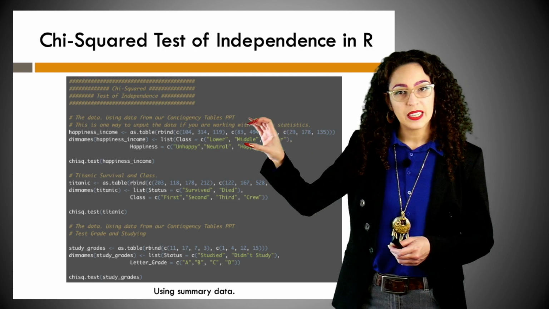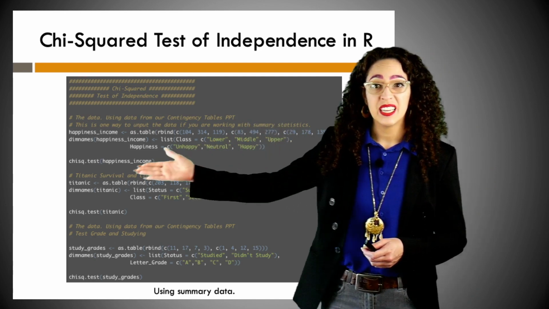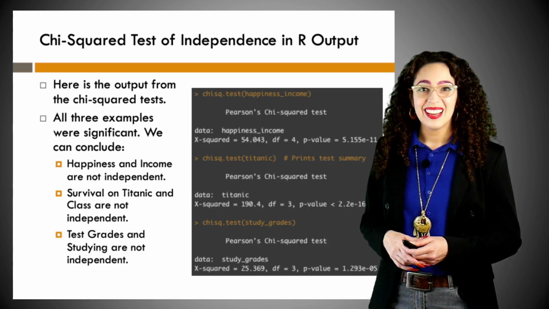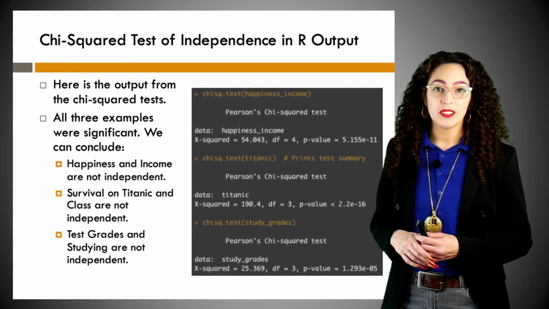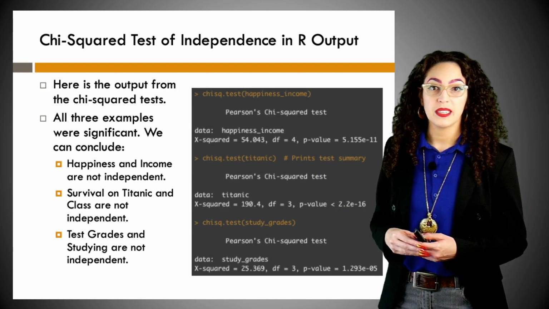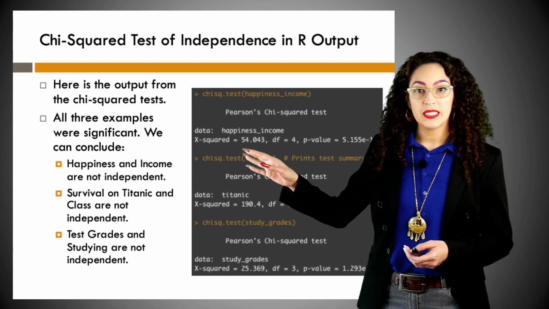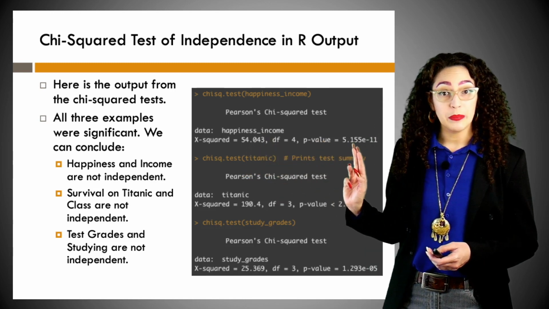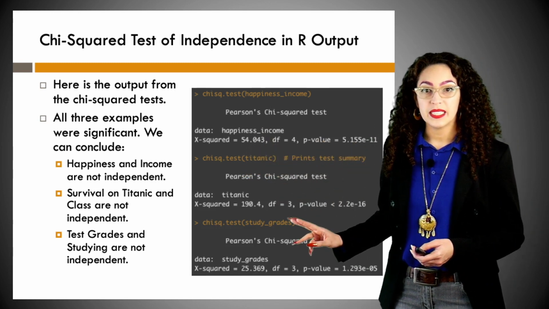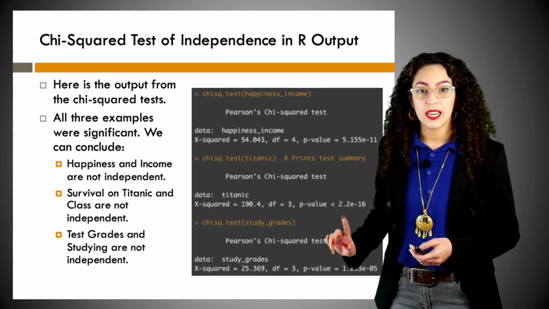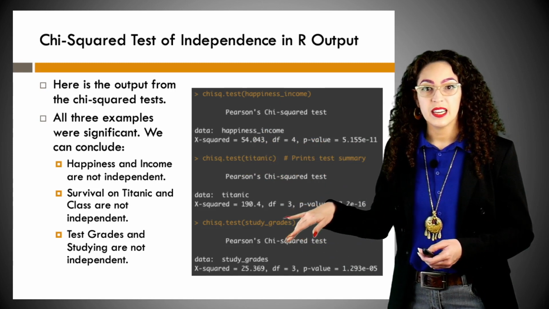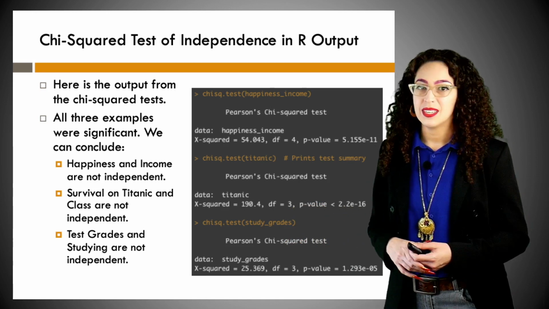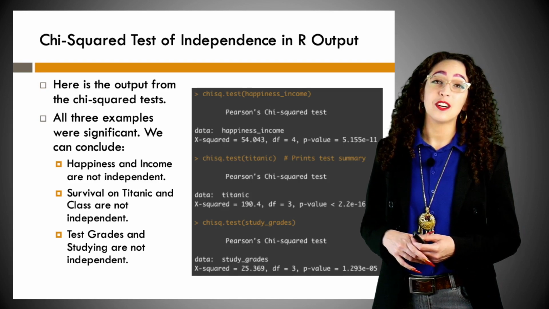Then once we have the data in the correct form, all we have to do is say chi-squared test on this data set. That's it. And we get this. And here are all of the results that go along with what we did calculating by hand. We have our happiness, our chi-squared was 54 point something or another, and our p-value was really small. For the Titanic, also p-value super tiny, meaning they're not independent. And lastly, for study grades, p-value is also super tiny, meaning that they are not independent. Chi-squared tests are much easier in R, and I hope you give it a try.